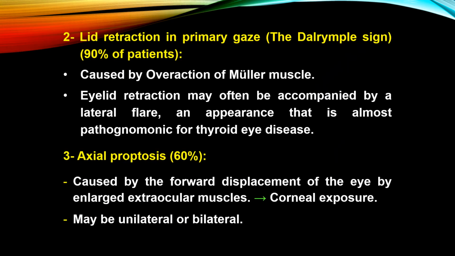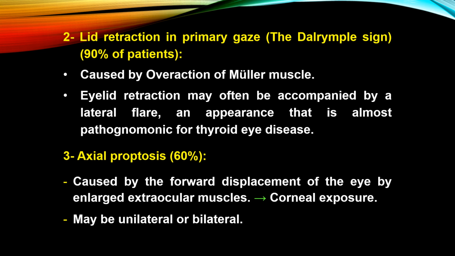Second, lid retraction in the primary gaze, also known as the Dalrymple sign. It is present in 90% of the patients. It is caused by overaction of the Müller muscle. Eyelid retraction may often be accompanied by a lateral flare. This appearance is almost pathognomonic for thyroid eye disease.